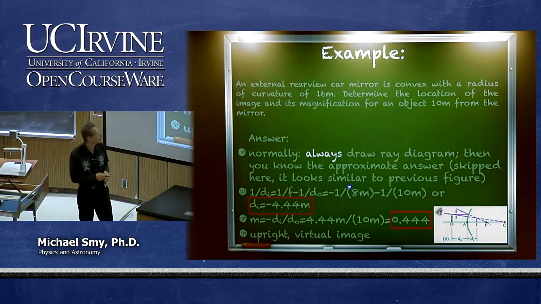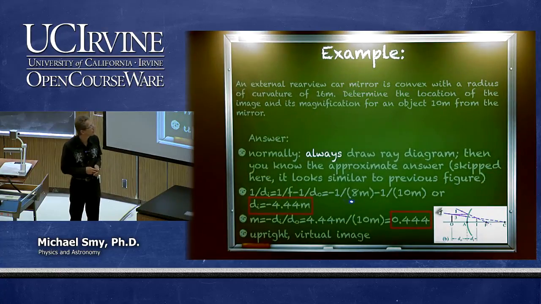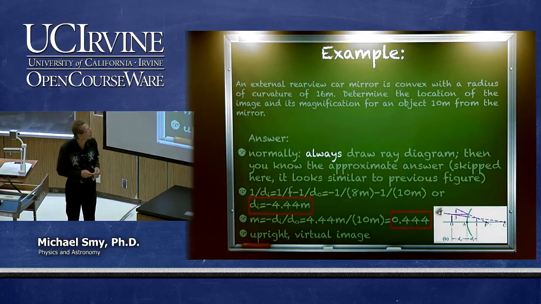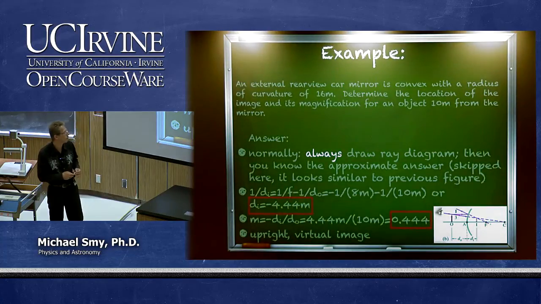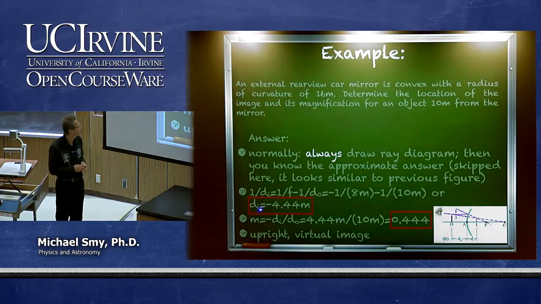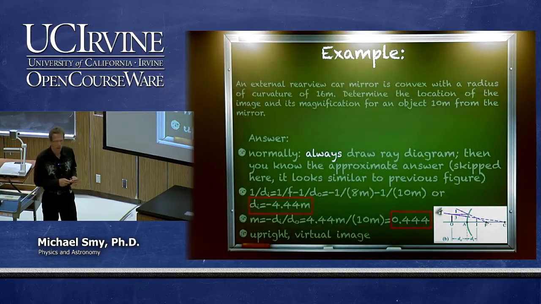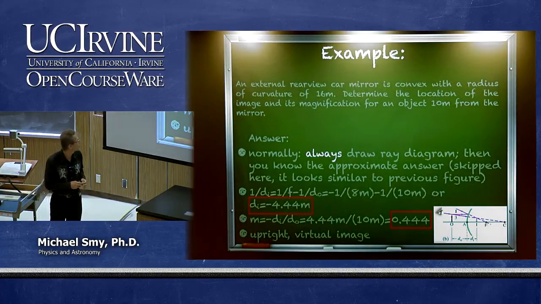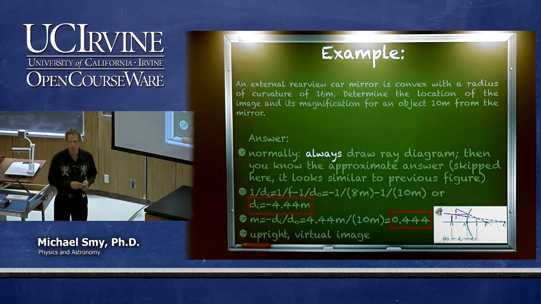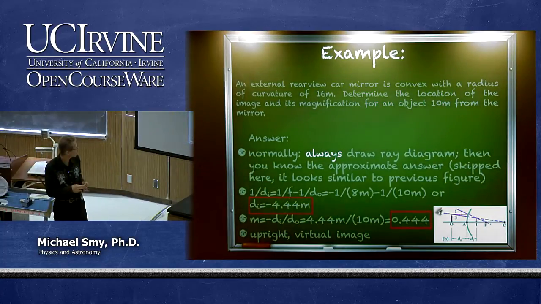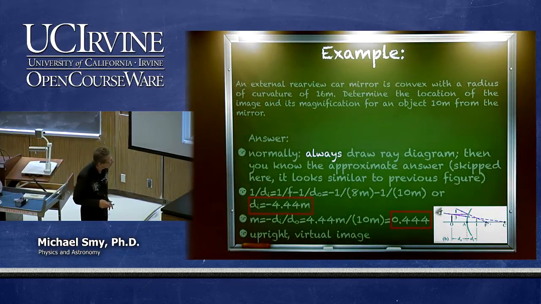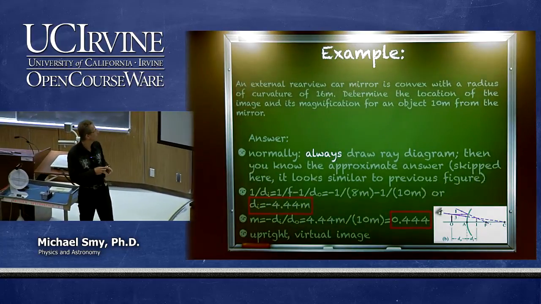And therefore 1 over it is minus 1 over 8 meters. So we have minus 1 over 8 meters. We subtract minus 1 over 10 meters, the distance of 1 over the object distance. And we get that the image distance is minus 4.44 meters. And that means that the image is on the other side of the mirror, which is always the case for the convex mirror. And that is confirmed by this inaccurate ray diagram, which is not really for this problem.